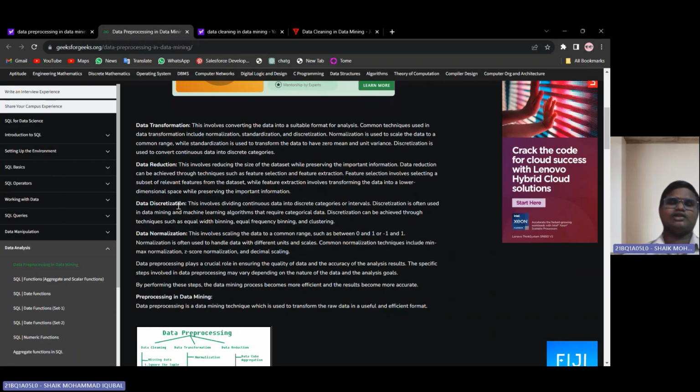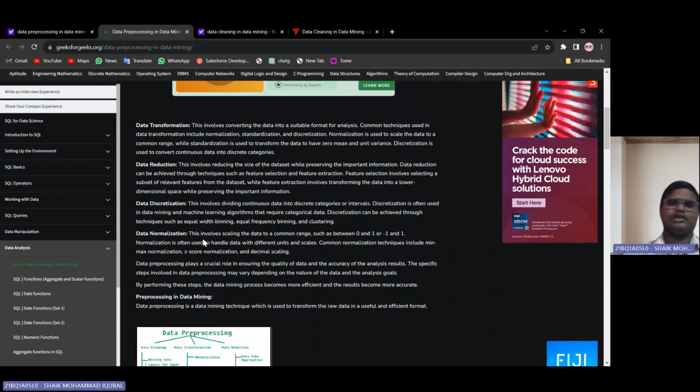Data discretization. This involves dividing continuous data into discrete categories or intervals. Discretization is often used in data mining and machine learning algorithms that require categorical data. Discretization can be achieved through techniques such as equal width binning, equal frequency binning, and clustering.